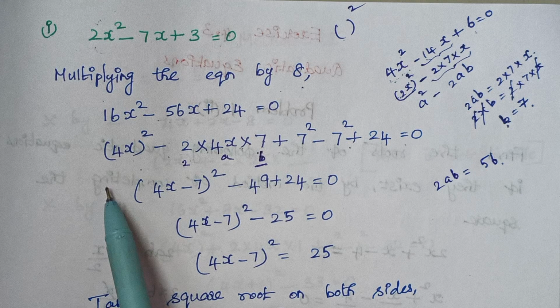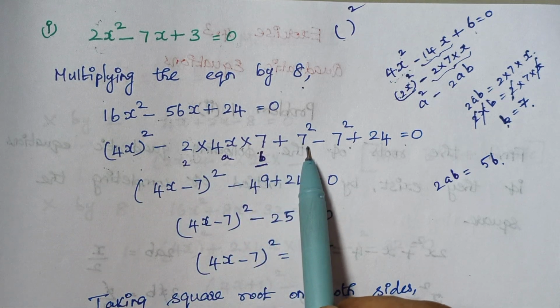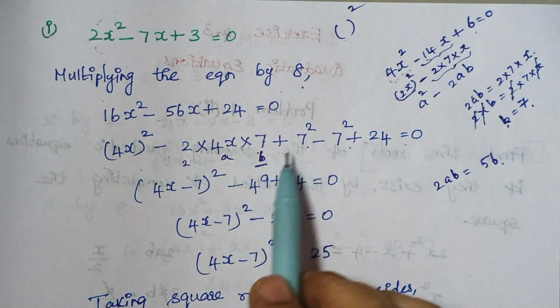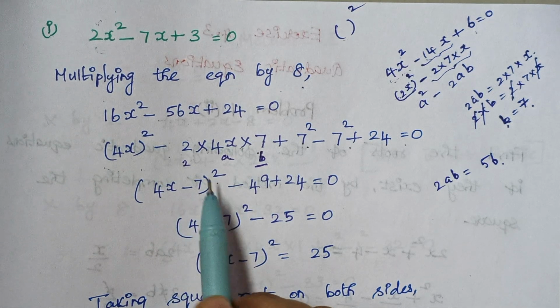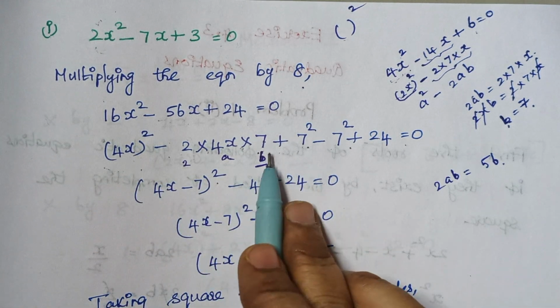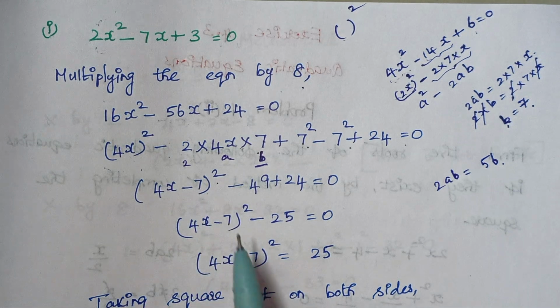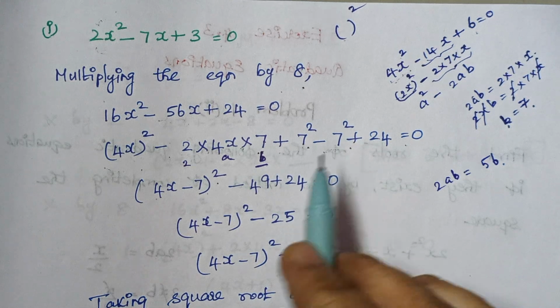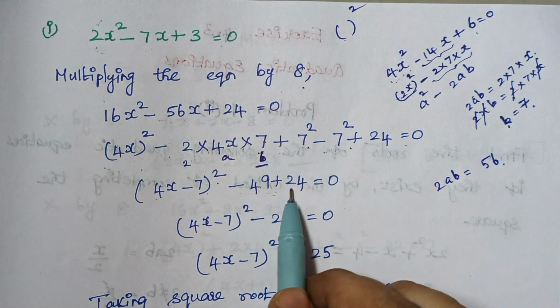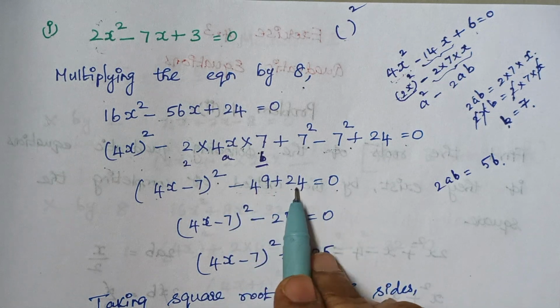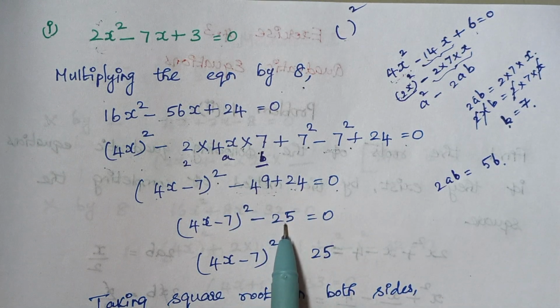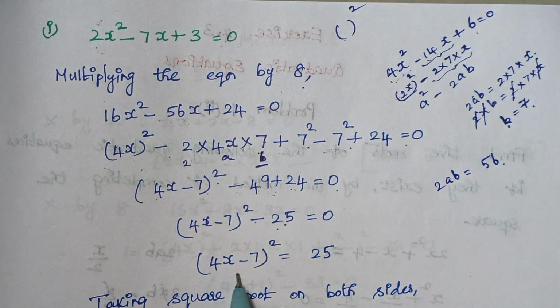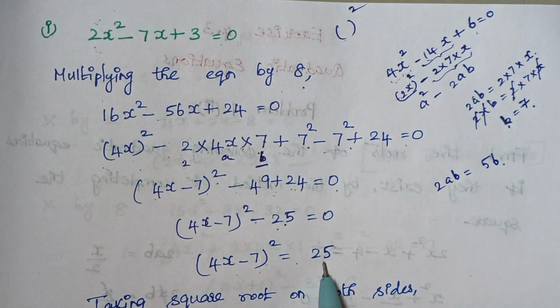So here, when I combine the first three terms, I can write it in the form of a minus b the whole square. The value of a is 4x, the value of b is 7. So here it can be written as a minus b the whole square. And again minus 7 square, here it becomes minus 49 plus 24 equal to 0. So when you subtract here, you get the answer 25. So here it is minus 25. So finally 4x minus 7 the whole square value is equal to 25.